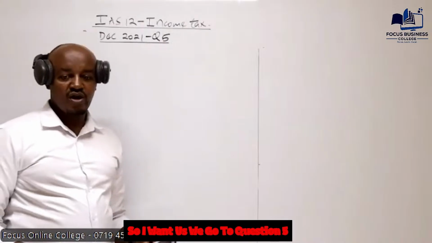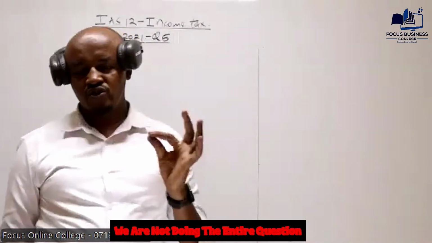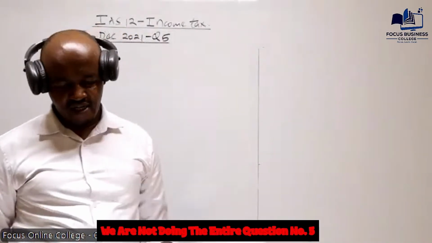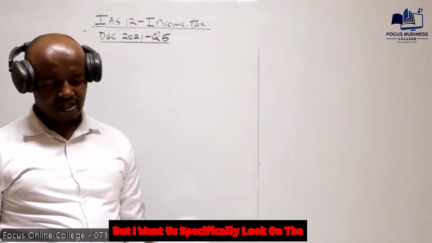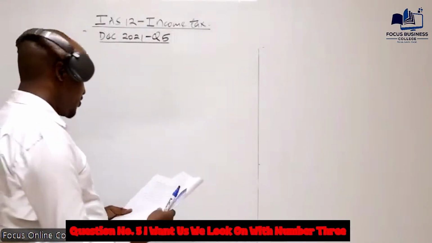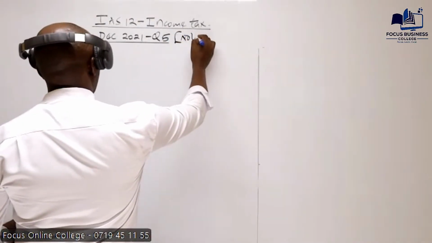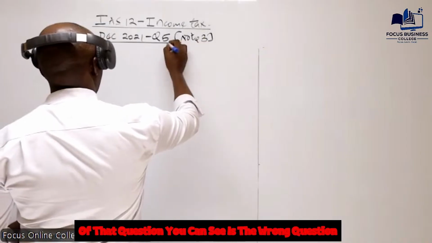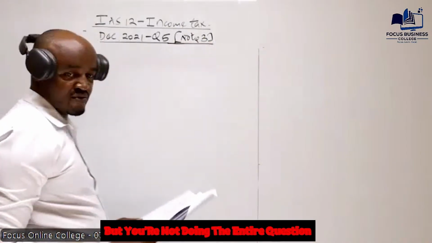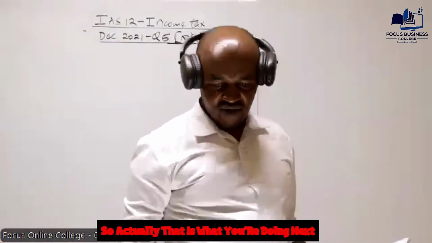You have the question. So I want us to go to question 5. We are not doing the entire question number 5, but I want us specifically to look at note number 3 of that question. You can see it's the wrong question, but we are not doing the entire question. So actually, that is what we are doing next.